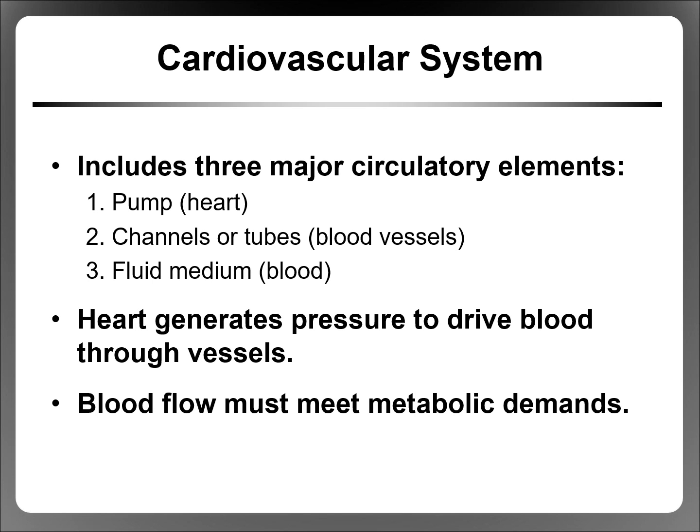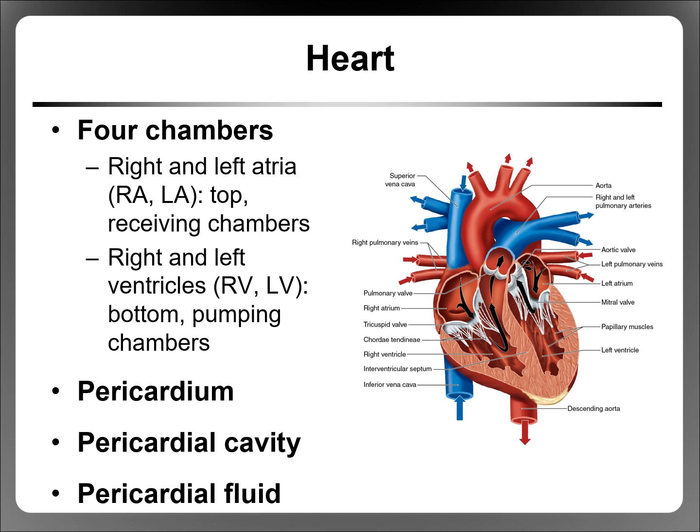So, what actually makes up the cardiovascular system? The cardiovascular system has three main elements: the pump, which is the heart, our channels and tubes, which are our blood vessels, and these will be important to carry our fluid medium, our blood. For all of this together, our heart will then generate pressure to drive the blood through the vessels, and then the blood flow has to meet any metabolic demands. This means how fast this fluid travels through our blood vessels is going to determine how our metabolic needs are met.